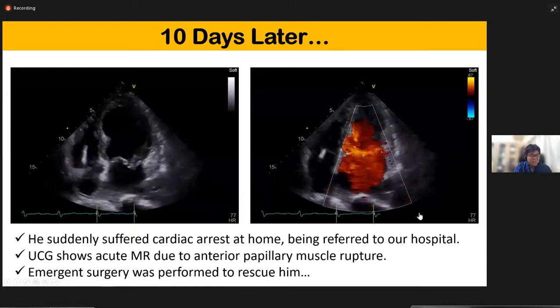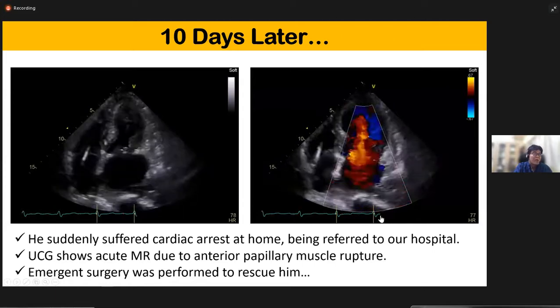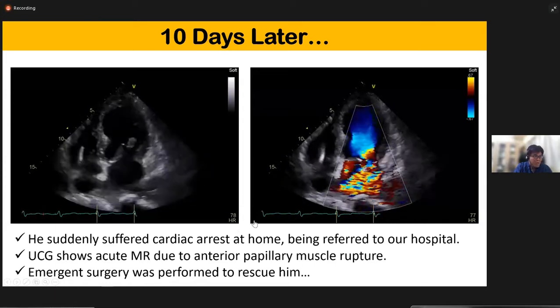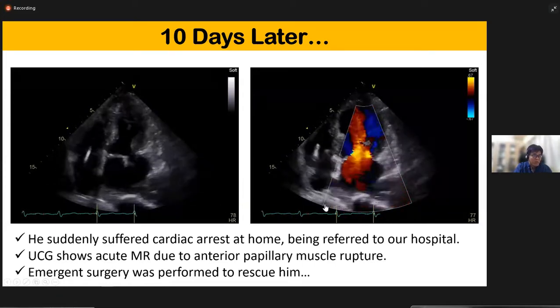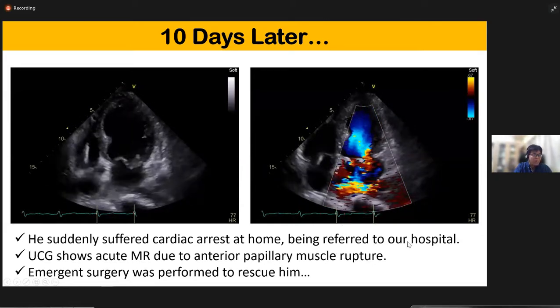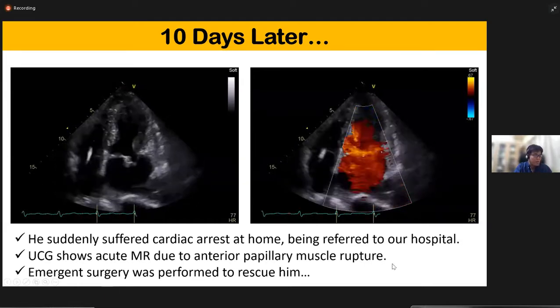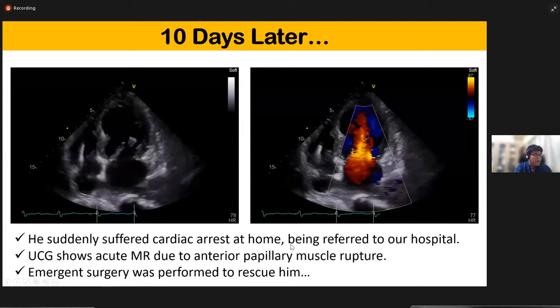So this is actually a nightmare case. However, we should recognize the clinical importance of IVUS-guided PCI in the bifurcation region. Especially, we should avoid side branch occlusion when treating the bifurcation region.